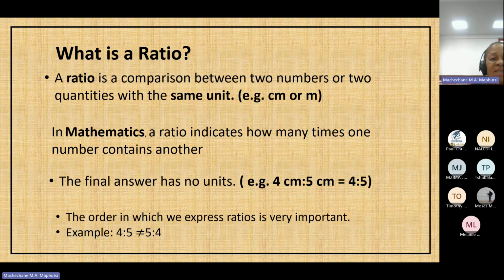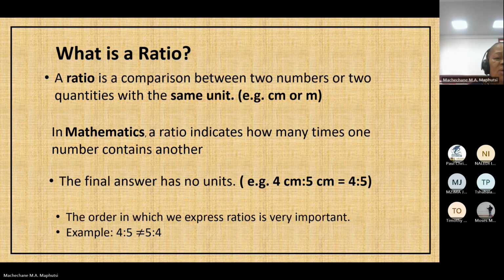So, like I indicated, we have to know what is a ratio. In simpler terms, a ratio is a comparison between two numbers or two quantities. And you can't compare two things which do not have the same unit. Meaning that when you compare things, they must have the same unit. Example, if I'm comparing centimeters, I have to compare centimeters or meters. Also in mathematics, a ratio indicates how many times one number contains another.